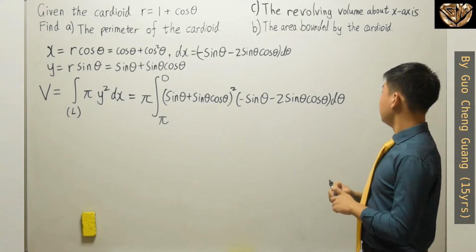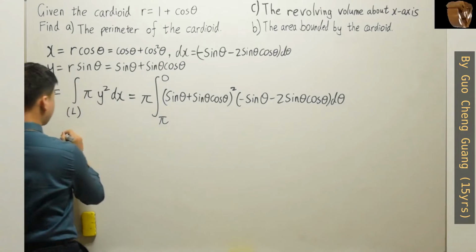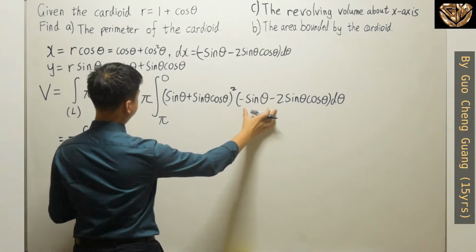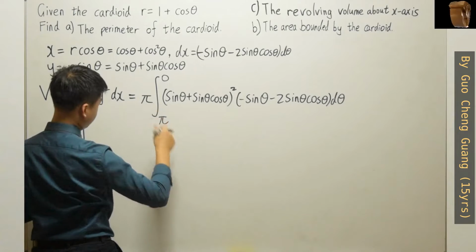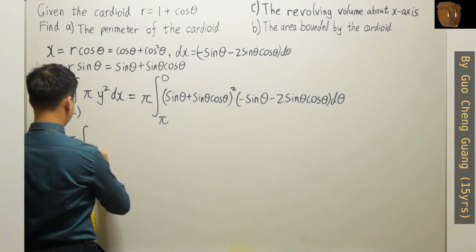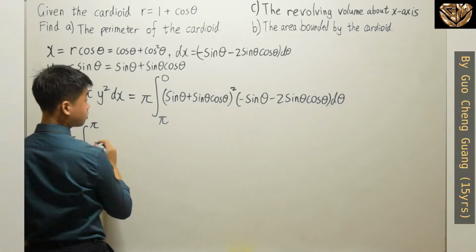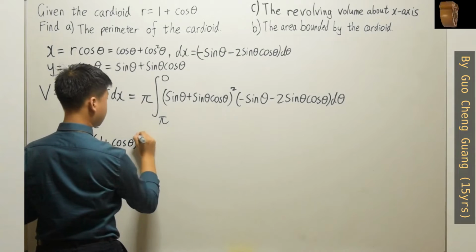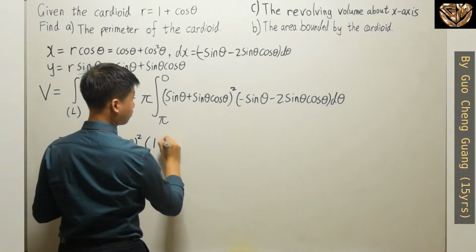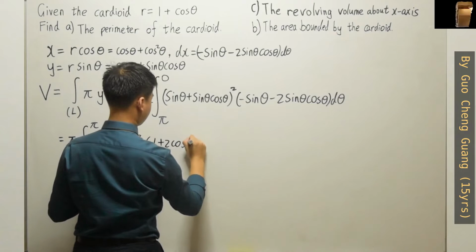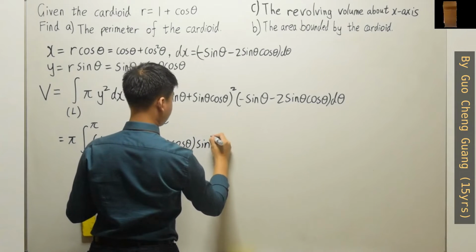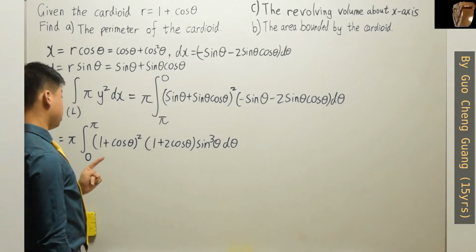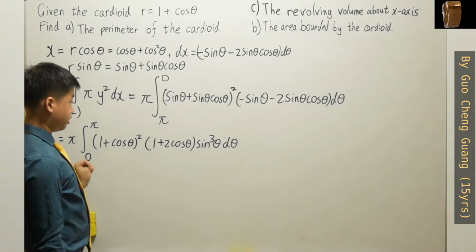Next up, pi, then here's a negative that you could use to invert the boundaries, and then you could also take out a bunch of sines. So here you would have sine cubed theta d theta.